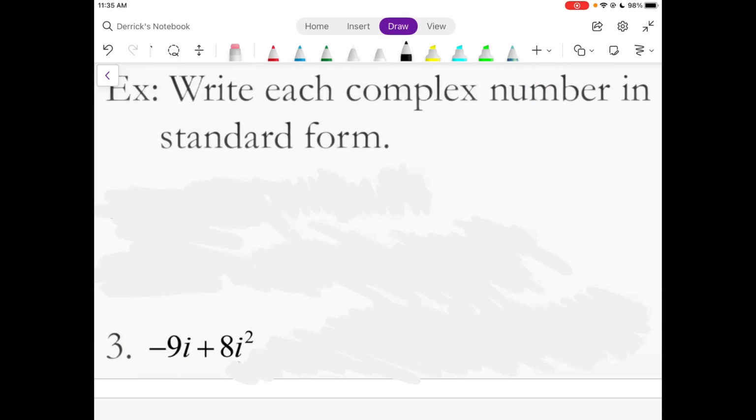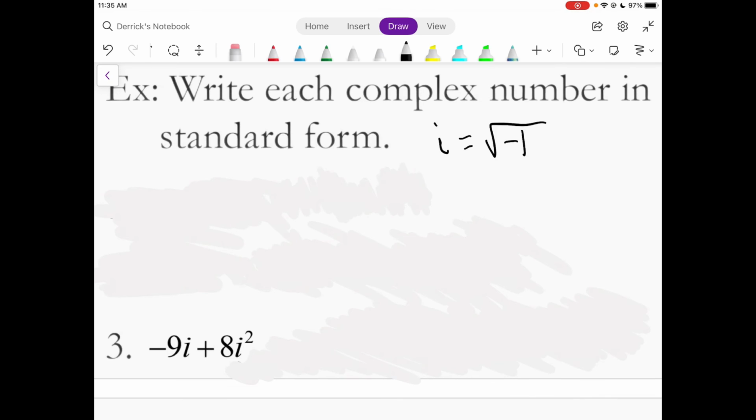Now this last example has something we haven't encountered yet in this lesson. It has an i squared. So if we think about this, we have already established that i represents the square root of -1. We know from past lessons that a square root and a square effectively cancel each other out, right? They are inverses of each other. Square rooting is the inverse of squaring, squaring is the inverse of square rooting.